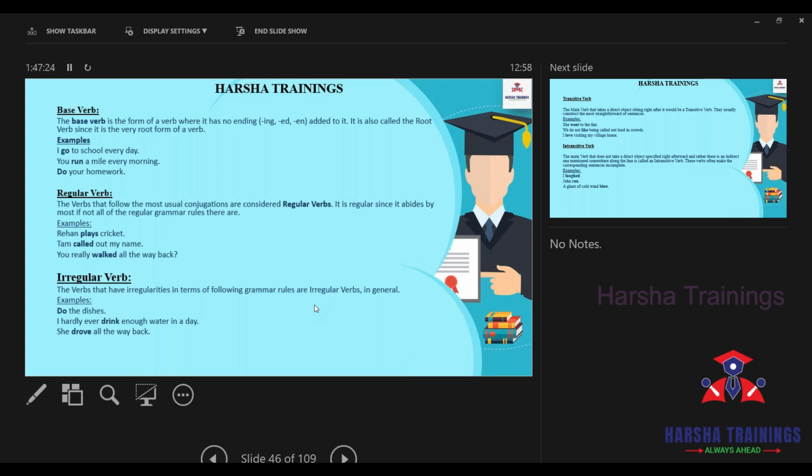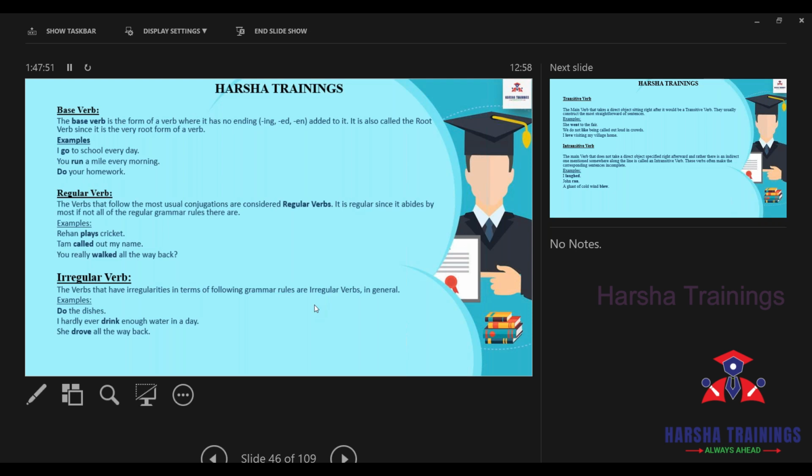Right? She drove all the way back. Actually, what should be the past tense form? What is the past tense of drive? It is drove. Generally, what is the past tense of any verb? We add ed to the verb to change it to past tense, right? But here we don't say drived. Drive becomes drove. So it is not following the particular rule that is generally followed.